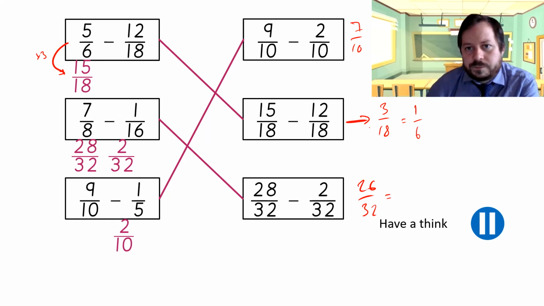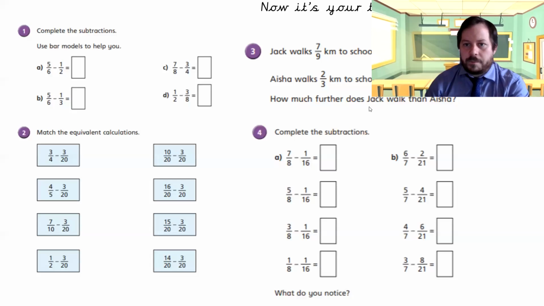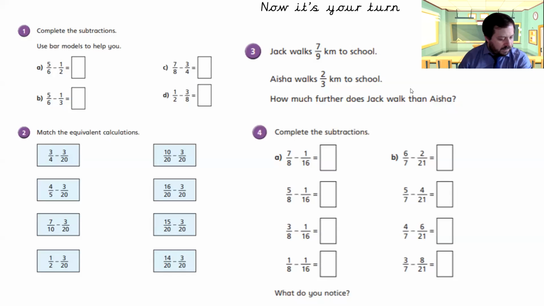Hold on a second. Okay, here you go. Here is our next couple of questions. If you would like to have a go, pause now and have a go.